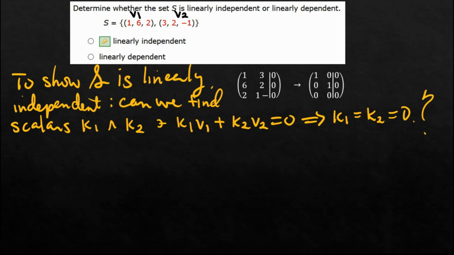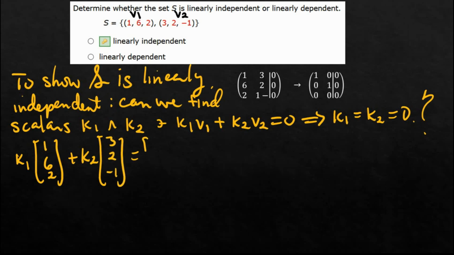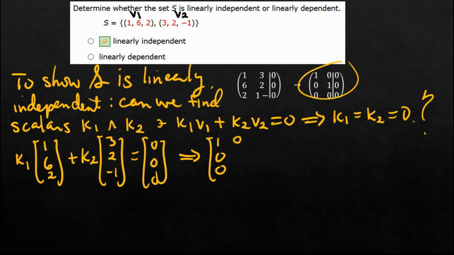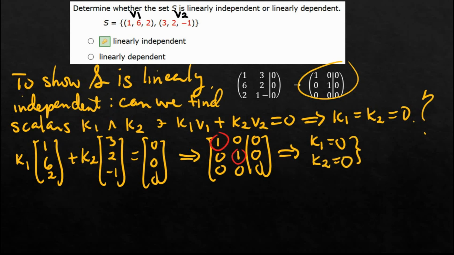So what we have is k1 times v1, that's 1, 6, 2, plus k2 times v2, 3, 2, negative 1, and that's equal to 0, 0, 0. Now, I reduce that, that's what I got. Now watch this. This implies that 1 times k1 is equal to 0, and 1 times k2 is equal to 0. That is the definition for linear independence.